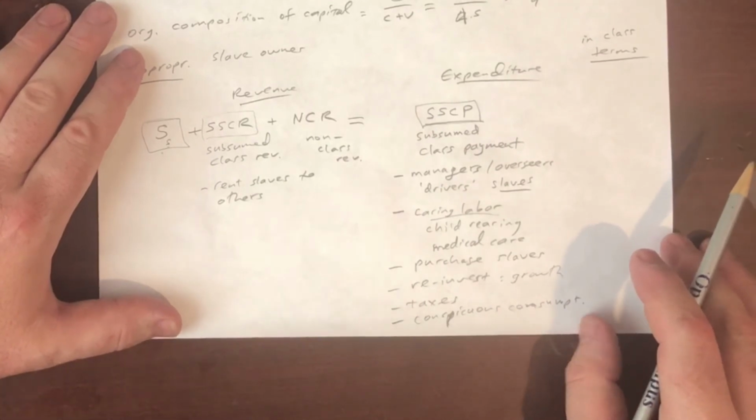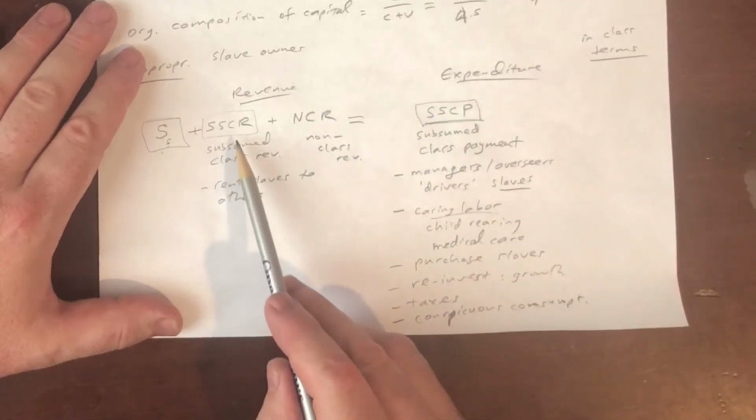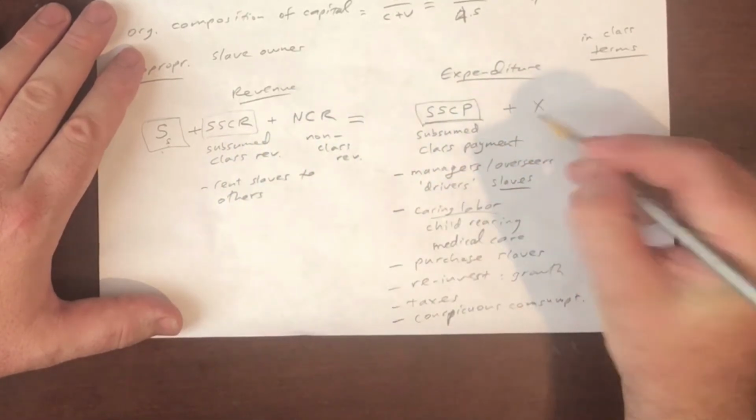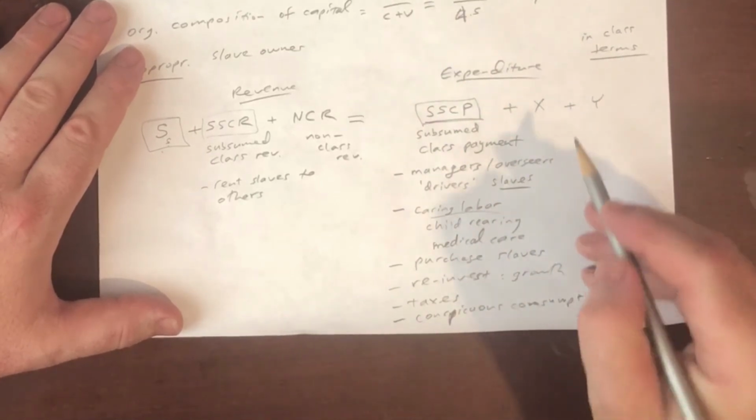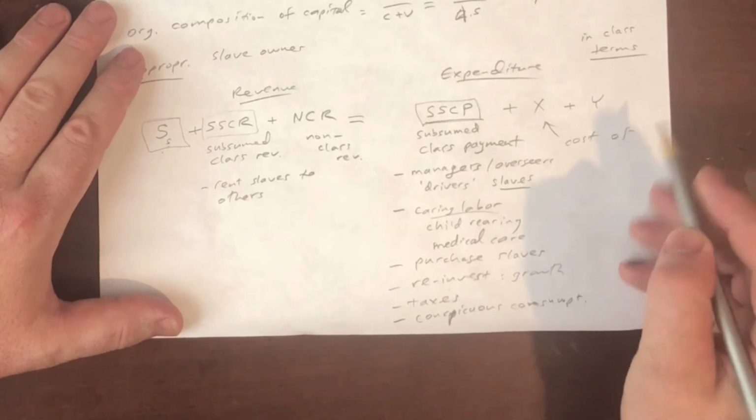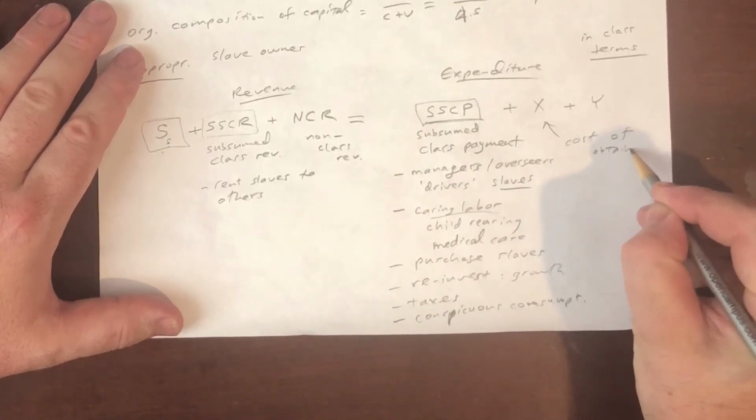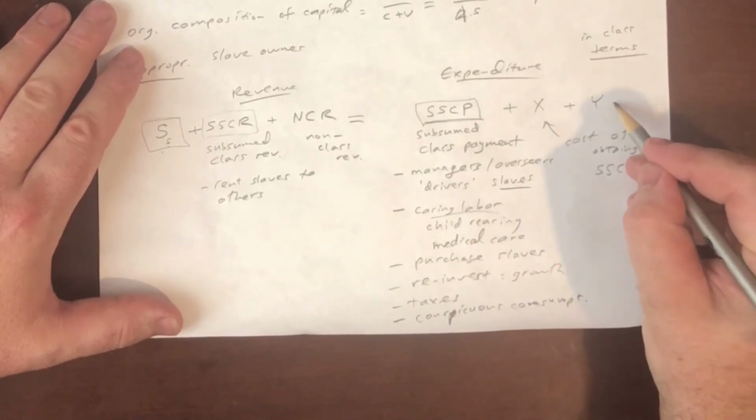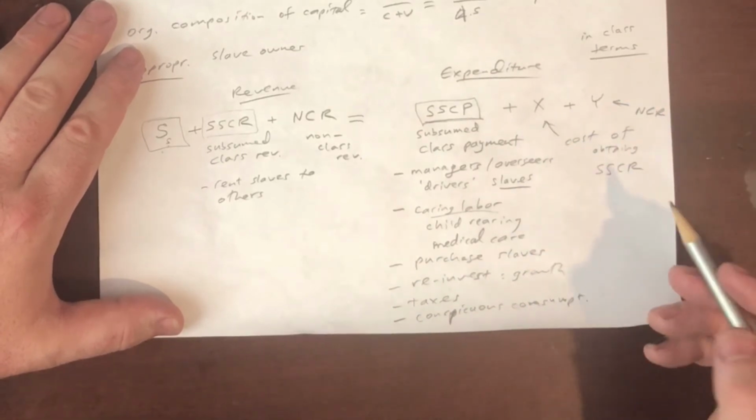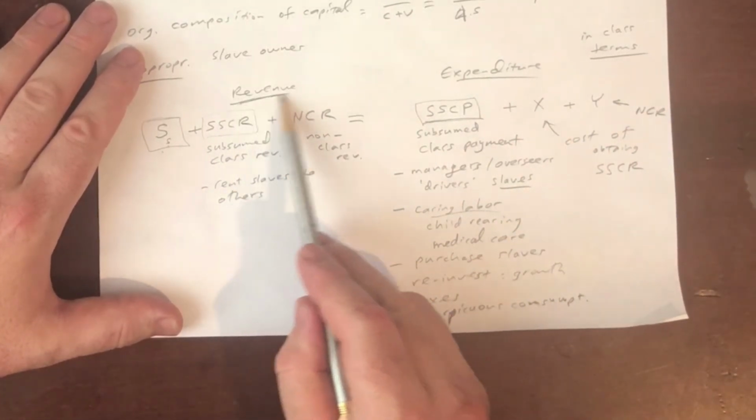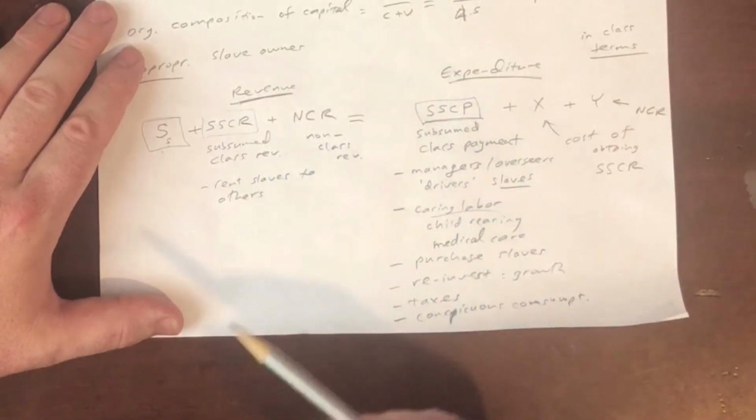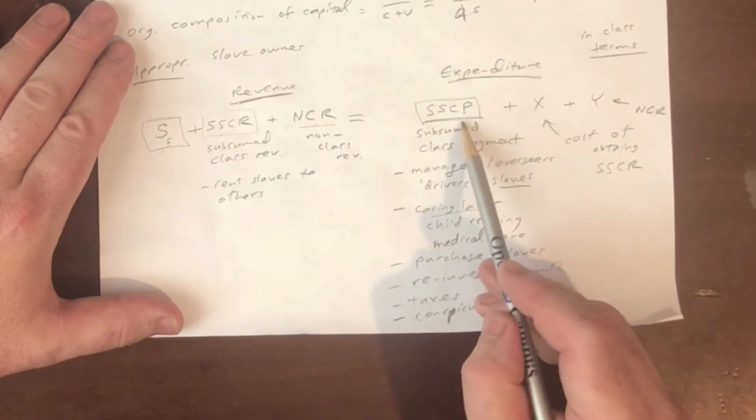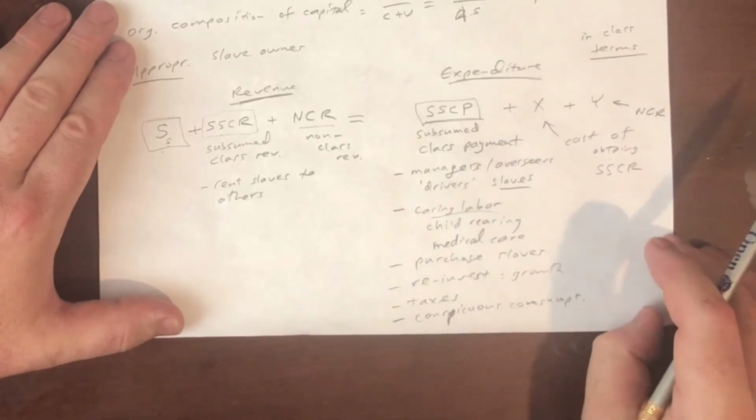And there are costs associated with this. If you have costs associated with the subsumed class revenue, we'll just call that X, the cost of obtaining the subsumed class revenue, and the same thing to obtain the non-class revenue. So we've got a revenue and expenditure list here that shows all the different elements of the revenue and all the different expenditures categorized in class terms.